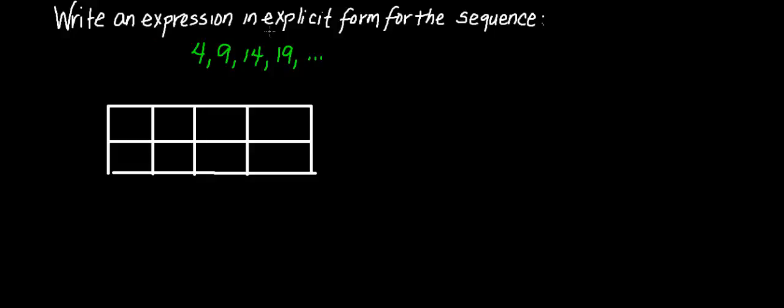Write an expression in explicit form for this sequence. We have 4, 9, 14, 19. So I'm going to write this in a table so it's easier for me to find a pattern between the term and its position. So here's position 1, and the term that occupies this position is 4. Term number 2 is 9, and term number 3 is 14, and term number 4 is 19.